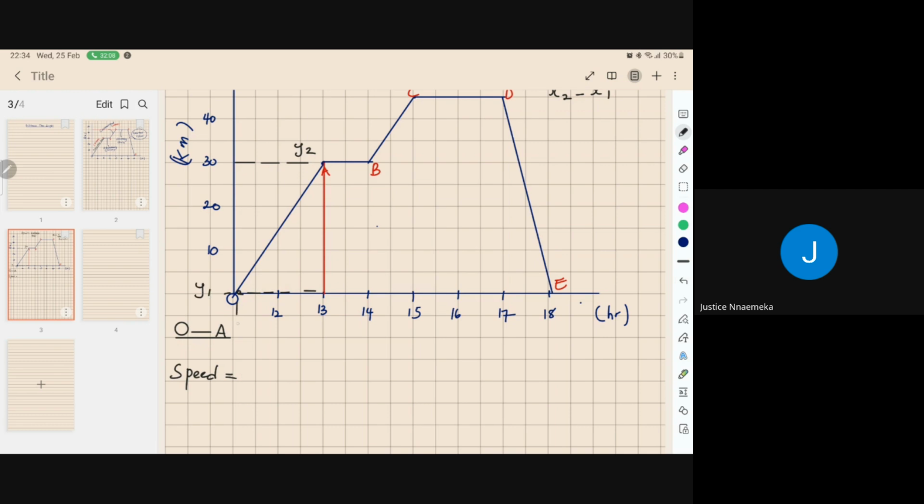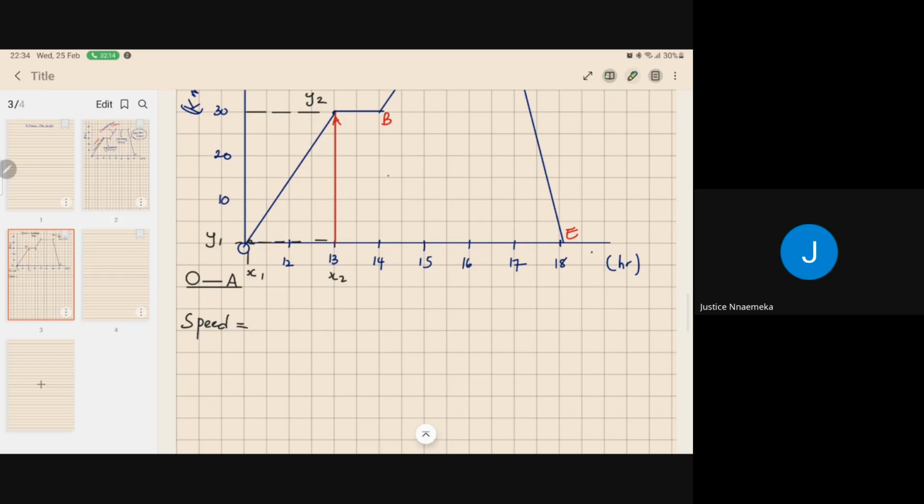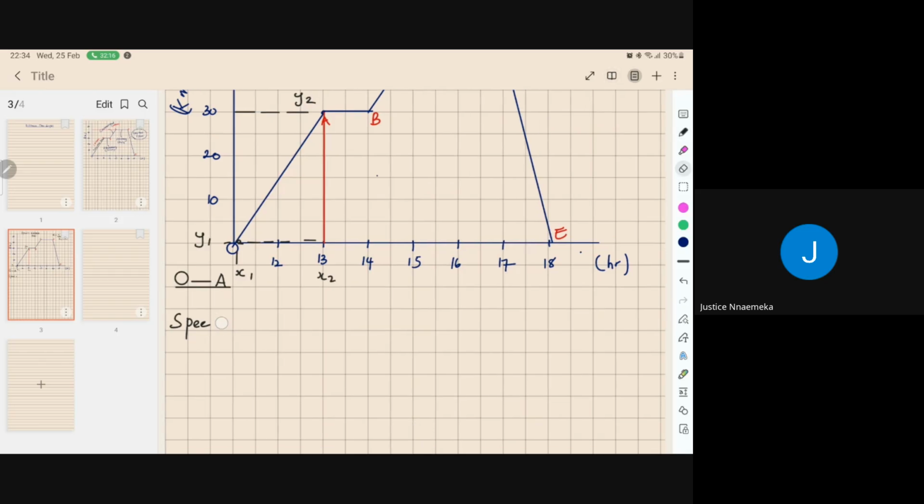Value here is your x1. The value here is your x2. If you know how to find your slope, these things will be easier for us. So now it simply implies that the speed for that very region, my y2 is 30 minus 0 all over what?